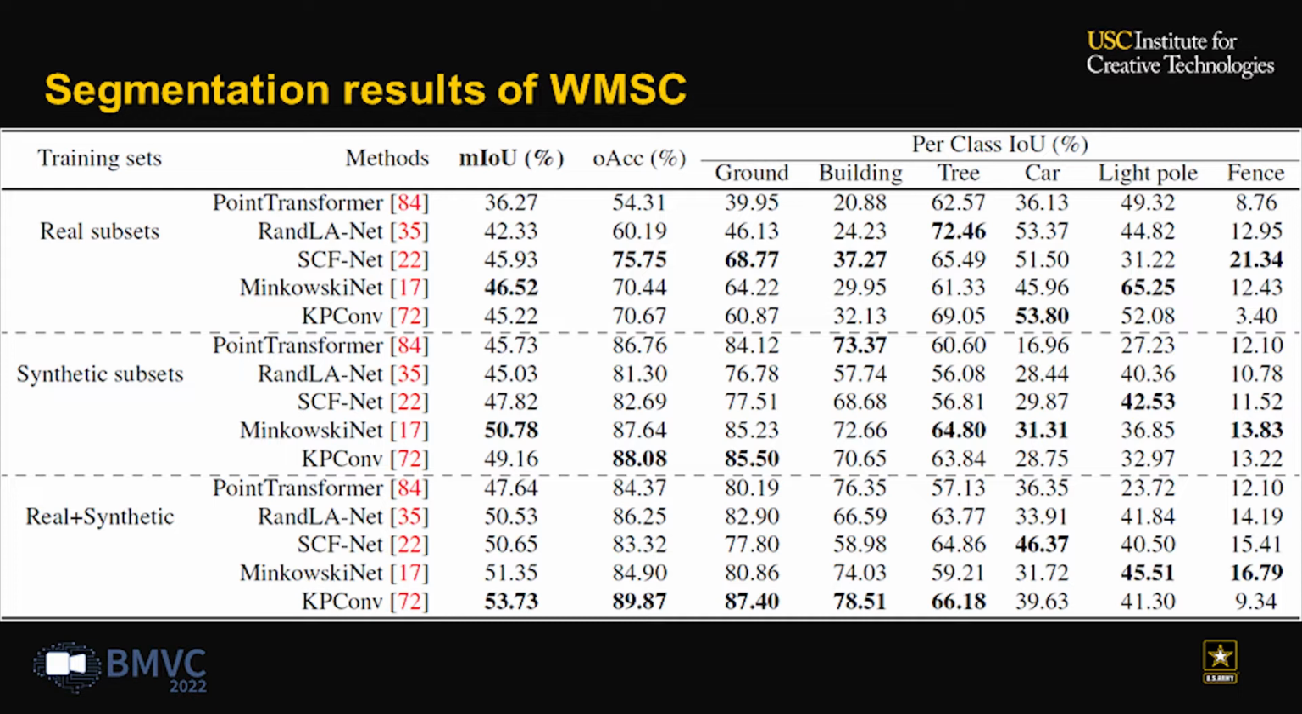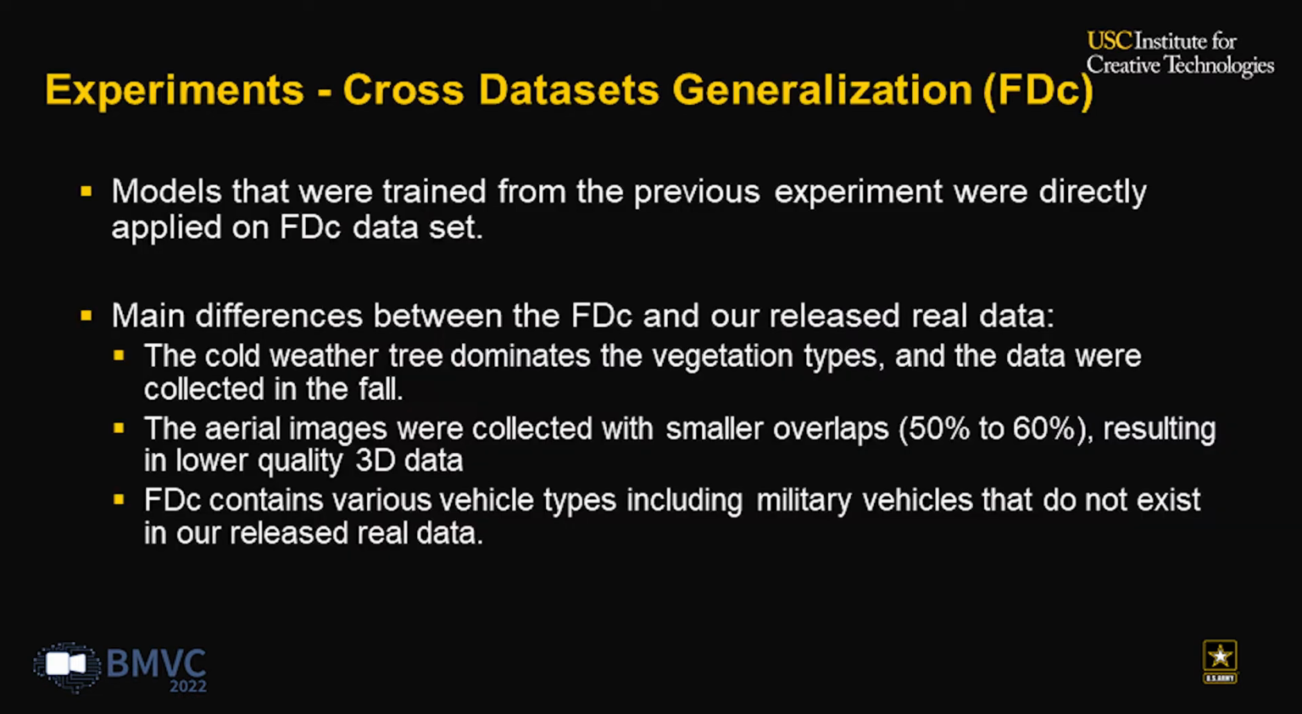And when we combine the use of real and synthetic datasets, the networks can achieve their best performance on the mIoU. We then tested the model generalization capability using the FDC dataset. Note that the main differences between the FDC and our released real data are that the FDC is located in a cold weather zone, with cold weather trees dominating the vegetation types, and the data were collected in the fall season, so you will see a lot of yellowish trees in the environment.